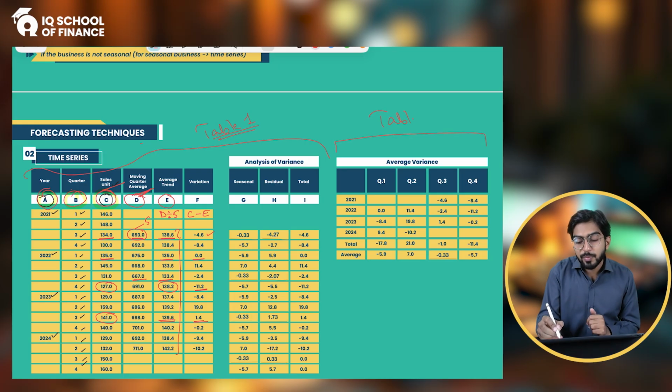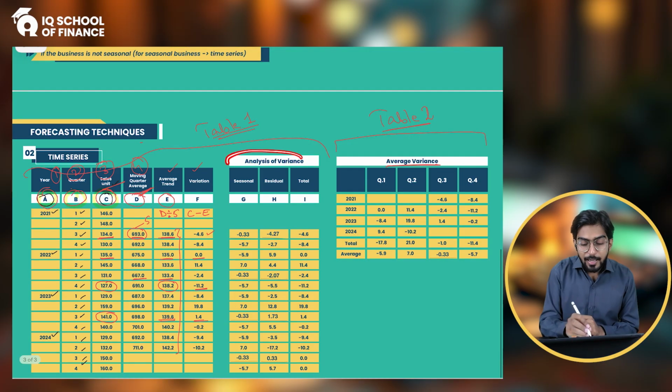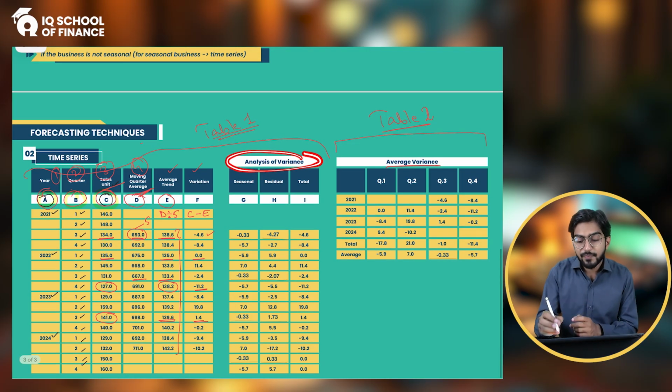Maybe in the exam you would be given these two tables, or maybe only these 1, 2, 3 and 4 columns, and the rest of the data you will have to make. Sir, how? Okay. So far we have understood how we will calculate the average trend and the variation. Now let's move towards the average variation table. Pause this area, the analysis of variation, and we will come back to these columns after this table and discuss them.